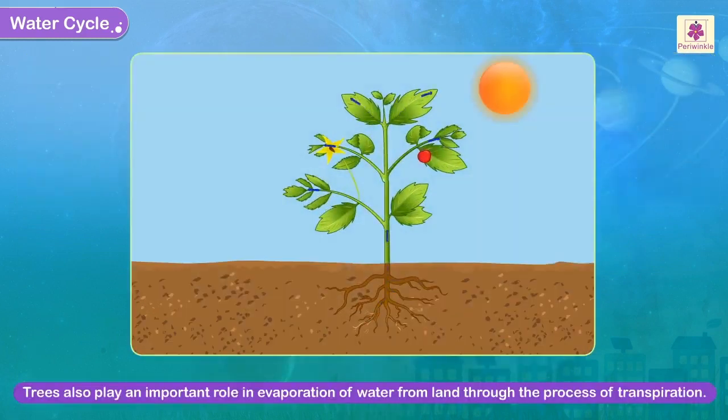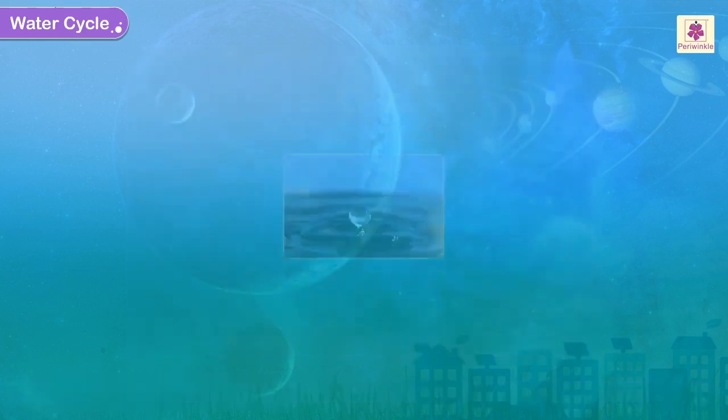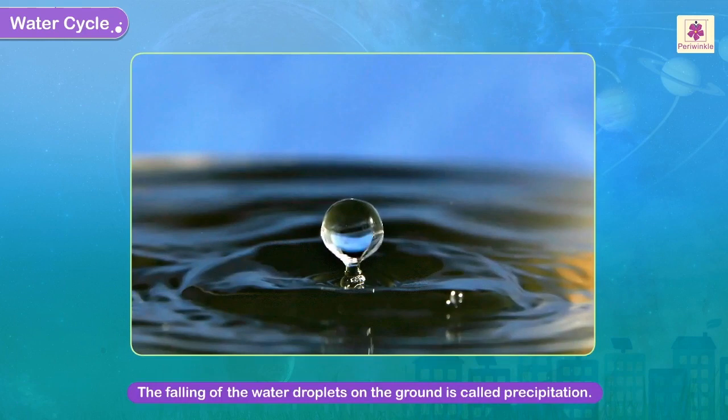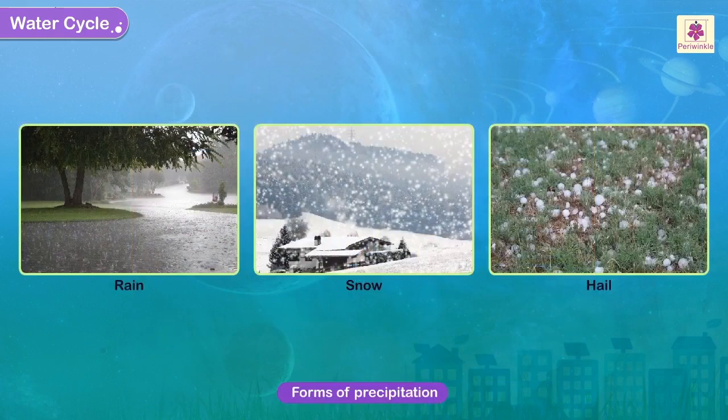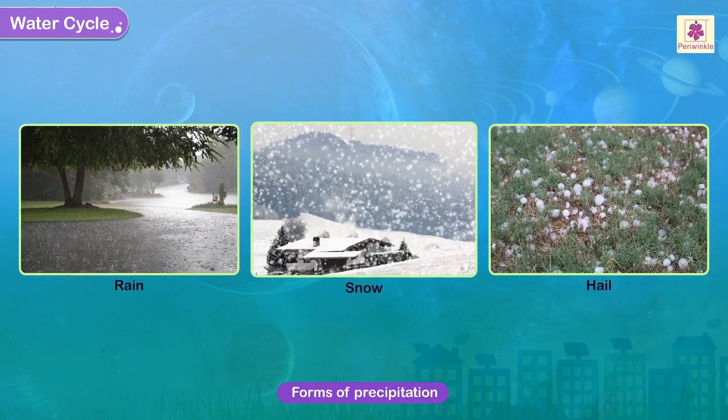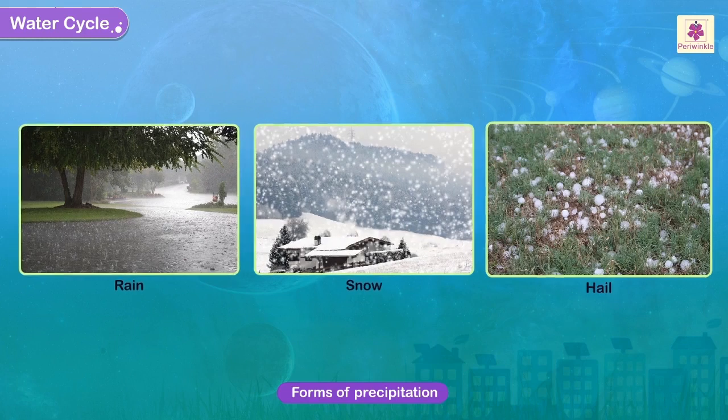Trees also play an important role in evaporation of water from land through the process of transpiration. The falling of the water droplets on the ground is called precipitation. The different forms of precipitation are rain, snow, and hail.